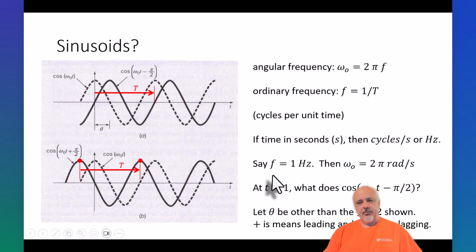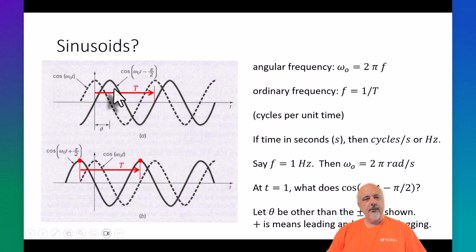So let's say, for example, that our frequency is 1 hertz. That means that our period would be 1 second, and then our omega naught would be 2 pi radians per second. So, a pretty straightforward example. And if we think about what it looks like if we shift that, at t equals 1, what does cosine of omega naught t minus pi over 2 equal?